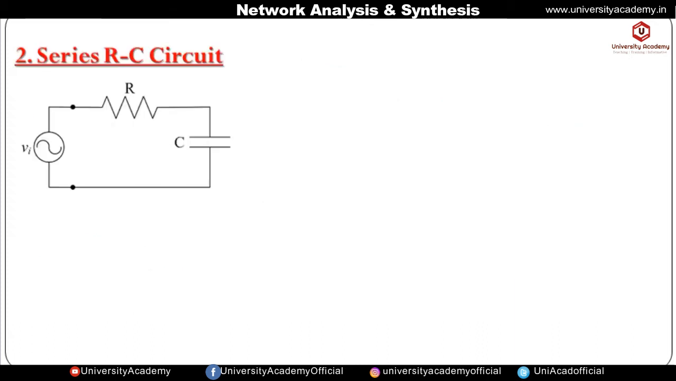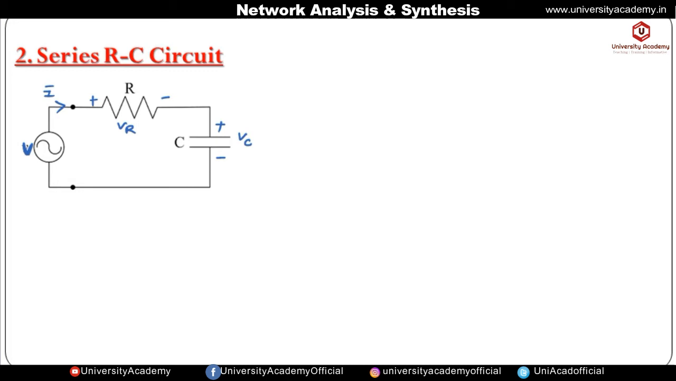Now let us see the analysis of the series RC circuit. So this is a series RC circuit. The voltage drop across the resistance will be equal to plus minus VR. The current flowing will be I phasor, and this voltage is V. The voltage drop across the capacitance is given by plus minus VC.